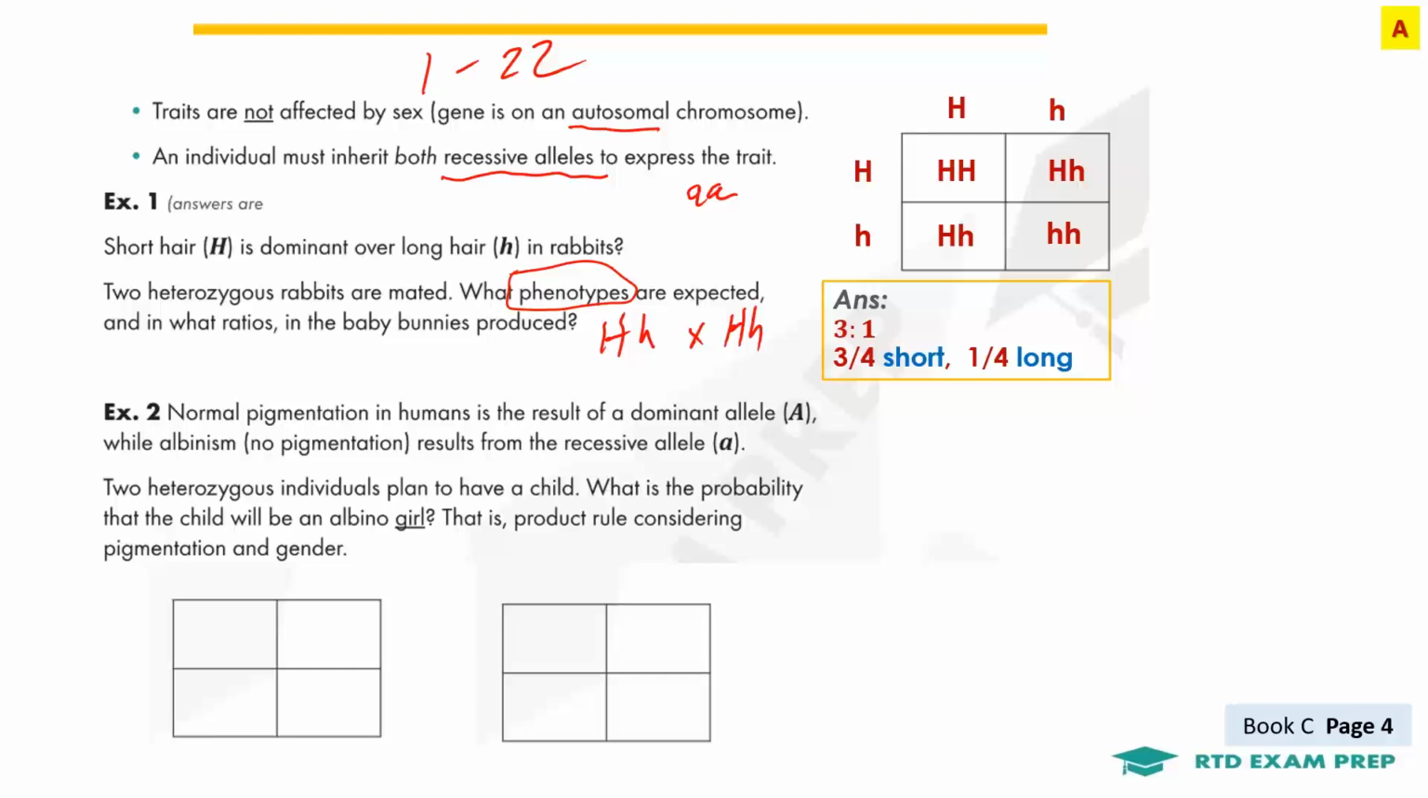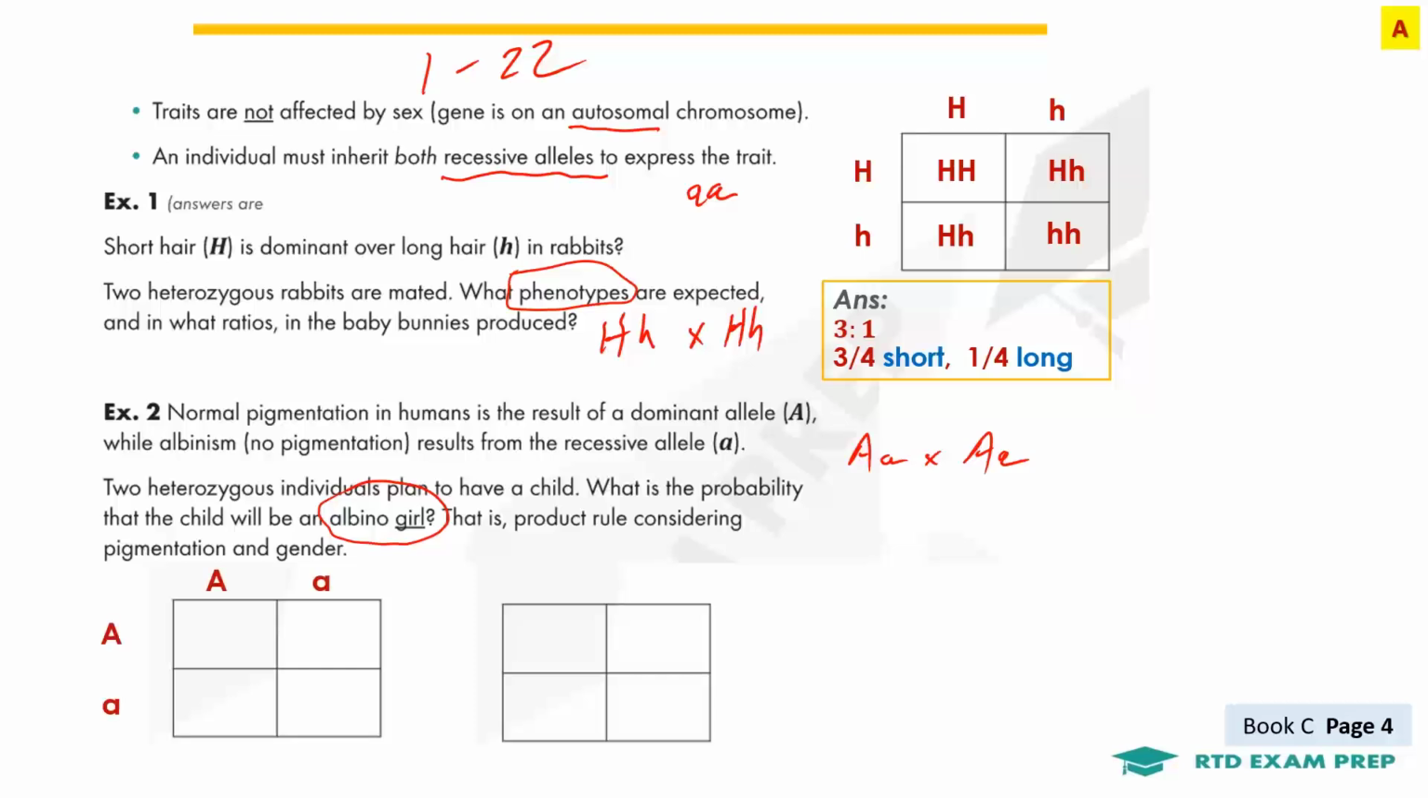Number 2, normal pigmentation in humans is the result of a dominant allele. White albinism is the recessive allele, so therefore 2 little a's will express white albinism. 2 heterozygous individuals plan to have a child, so you're like, all right, that's easy: big A, little a, times big A, little a. But the key is they want to know albino girl. 2 separate probabilities: 1 for albino, 1 for girl.